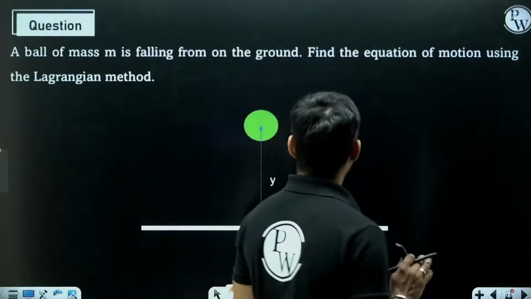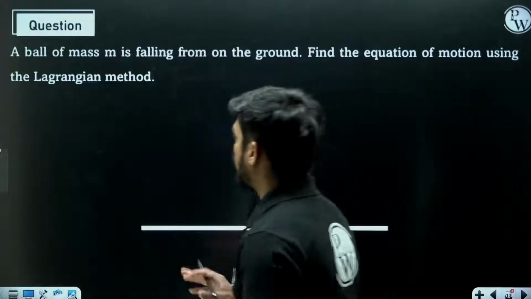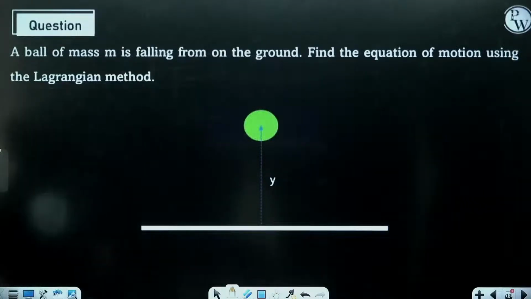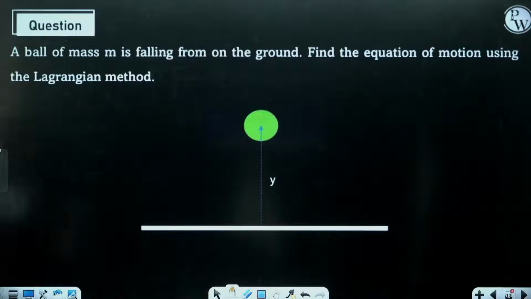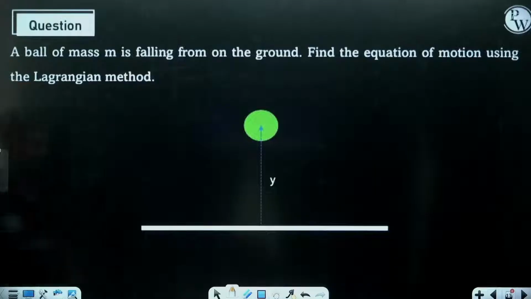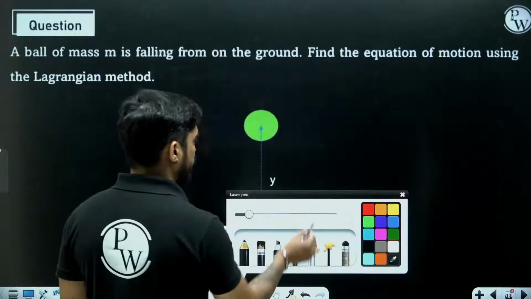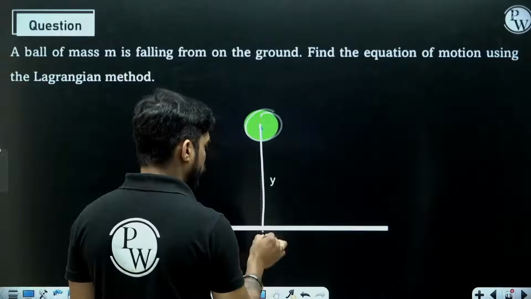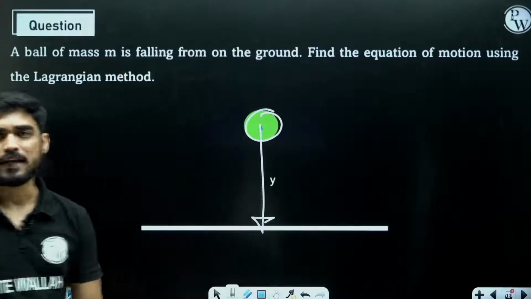Let's solve the first problem. A ball of mass m is falling from the ground. Find the equation of motion using the Lagrangian method. So we have a ball of mass m. It is falling from some height. We need to find the equation of motion.